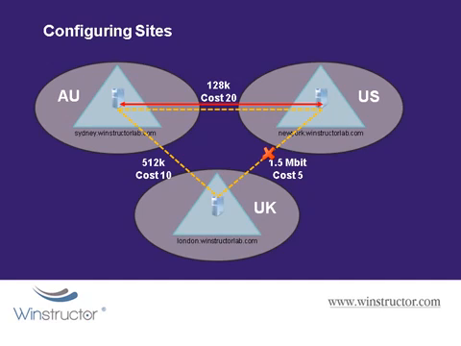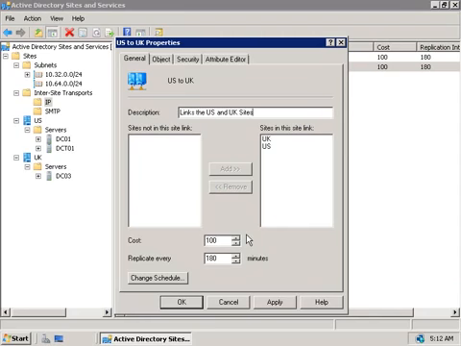However, if this link between the US and the UK goes down, it will revert to the next lowest cost, which in this case is the 128K link between Australia and the US. So remember, especially if you're planning on sitting Microsoft exams, it's always the lowest overall cost that's going to be the preferred communication path.